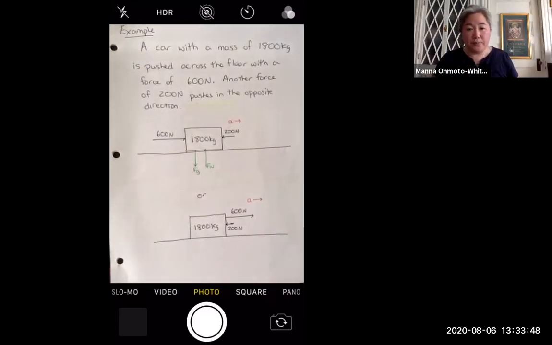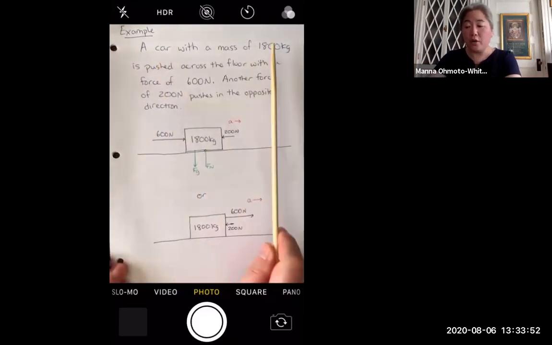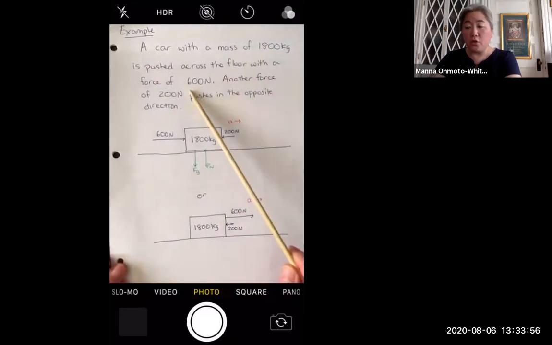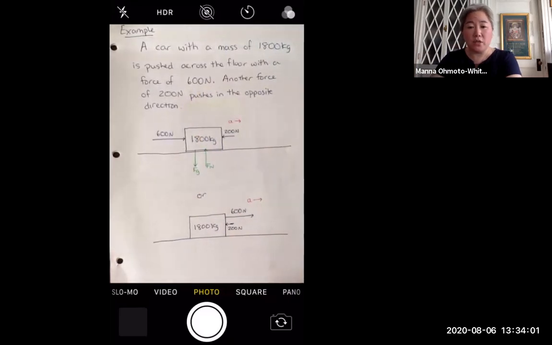Second example, same car, but now I have friction. So I'm pushing the car with a mass of 1,800 kilograms with a force of 600 newtons, but another force, 200 newtons, pushes in the opposite direction. So again, I have my box, I have my surface, I have the mass written inside it, I have Fg and Fn with the same magnitude of arrow, same length, pointed in opposite directions. These are going to cancel one another out. The box is not moving up or down.